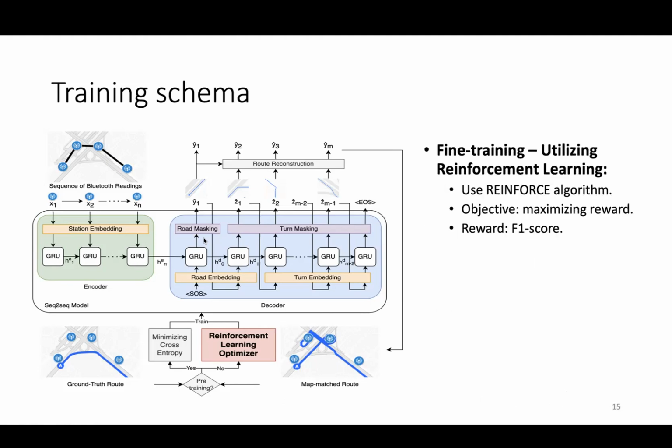To address those potential issues of exposure bias and objective inconsistency, we introduce a reinforcement learning optimizer component to fine-tune the matching model. We utilize the REINFORCE algorithm to update the parameters by maximizing the total reward on the sequence, where the reward function is the F1 score.